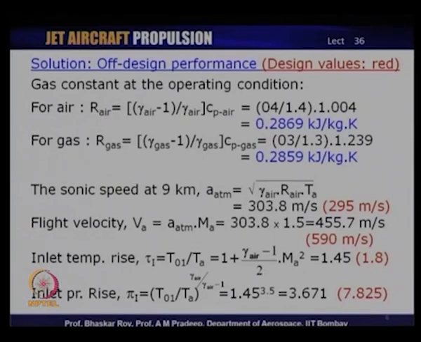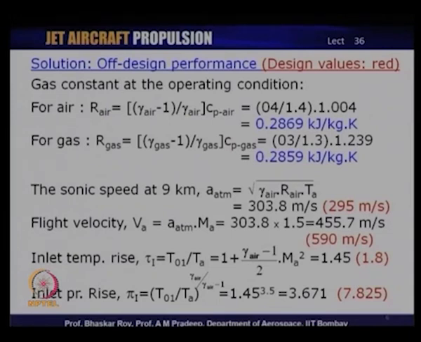Now, off design performance has been pegged at 9 kilometer altitude, at which we can now find out what the sonic speed would be. Using the normal isentropic relation, root over gamma R T for the sonic speed, we get a sonic speed of 303.8 meters per second at 9 kilometer altitude. And as you can see, that sonic speed is higher than the design value, which at 12 kilometer was 295 meters per second.